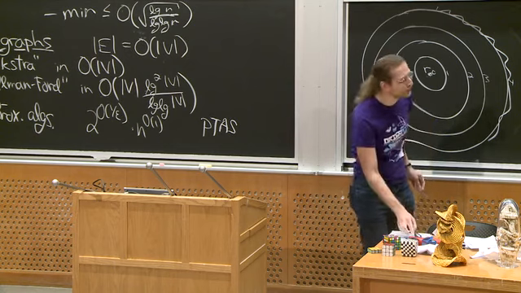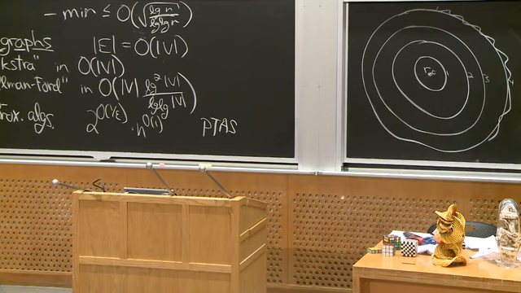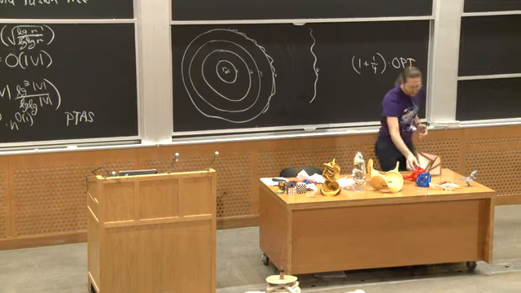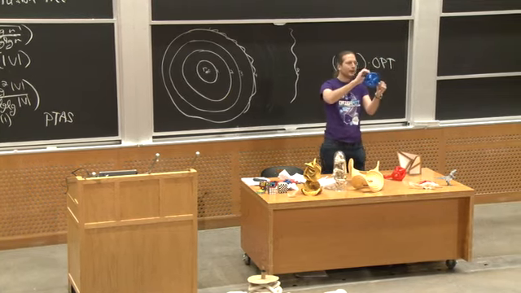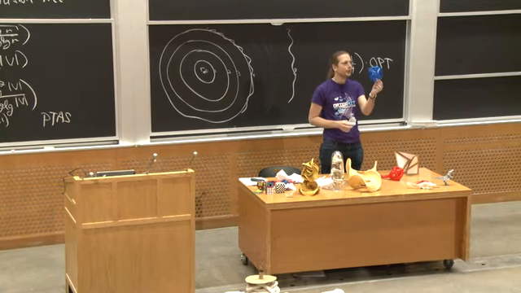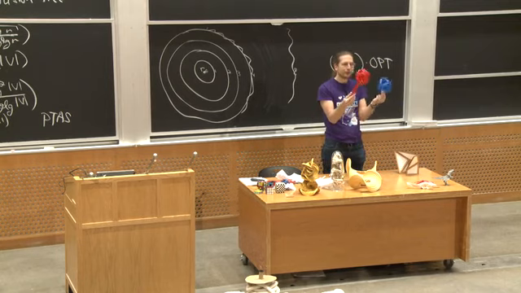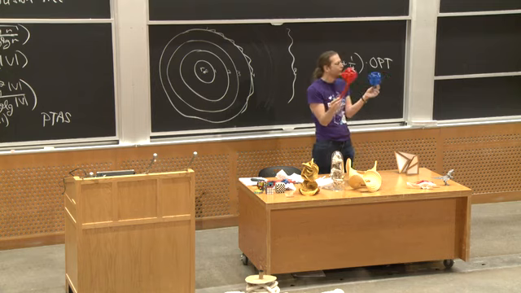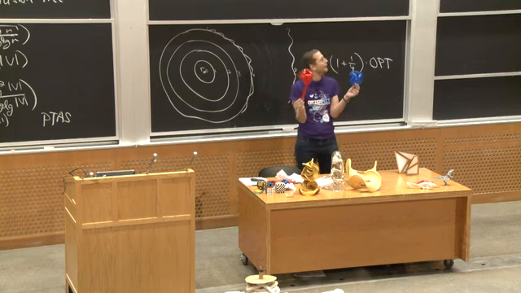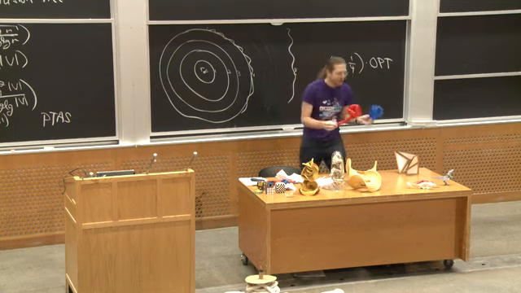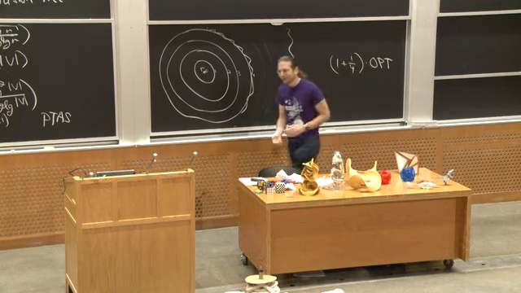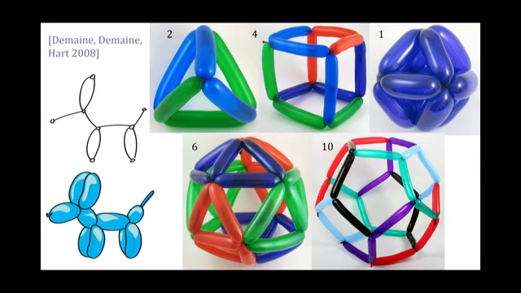OK, next topic is balloon twisting, totally different. This is recreational, but not about hardness. So this is an octahedron twisted from one balloon. I made another one on a stick. And so each of these is made from one balloon. What graphs can you make from one balloon? Well, you should read our paper. And you can characterize how many balloons you need to make each polyhedron. And some of these problems are NP-hard, and it's a lot of fun.